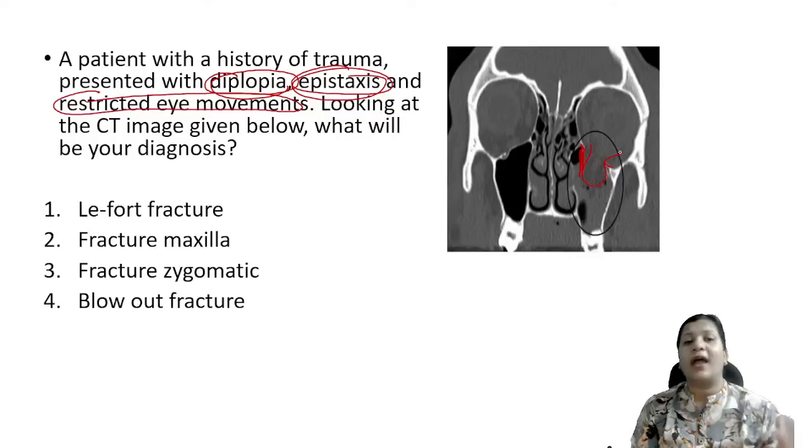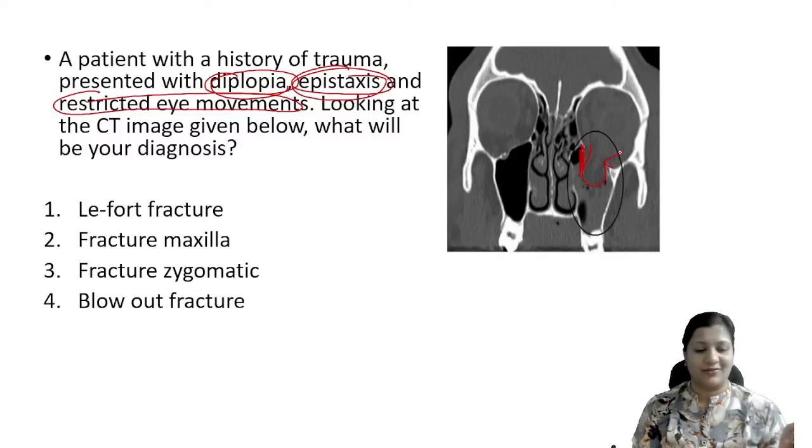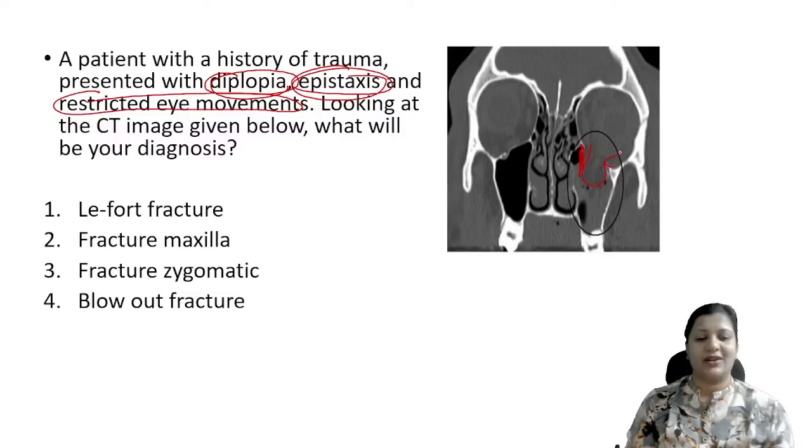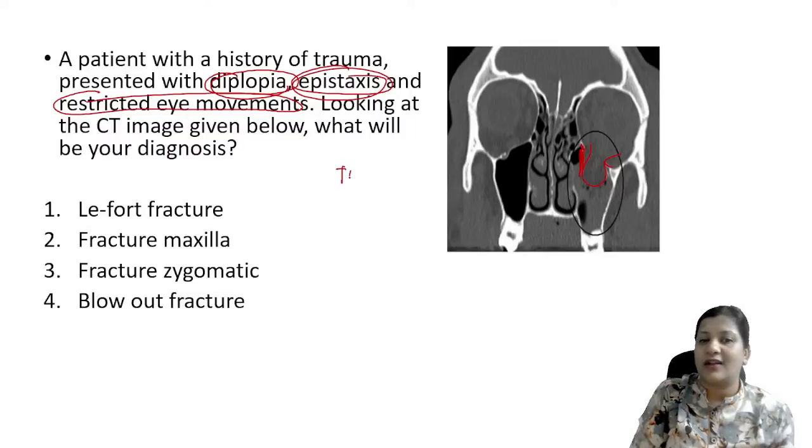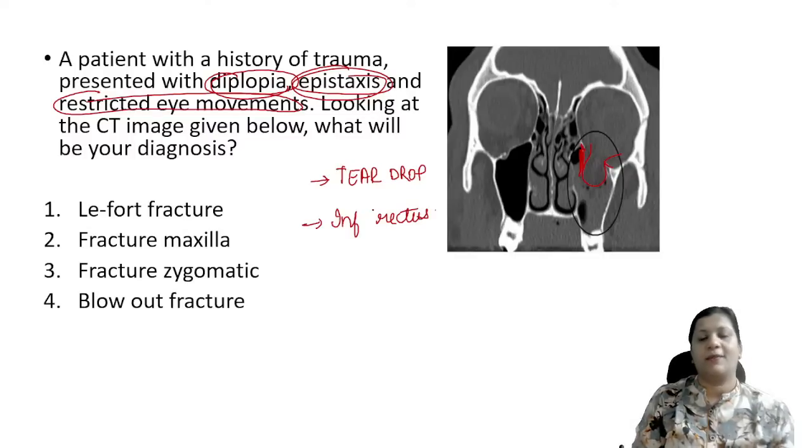So what will your diagnosis be? Is this your Le Fort fracture? Is this your fracture of the maxilla, fracture of the zygoma, or is this your blowout fracture? Very easy question. I think everyone knows this, where you get a teardrop sign and impingement of the inferior rectus muscle. Yes, what are we talking about? Yes, very, very good, all of you.